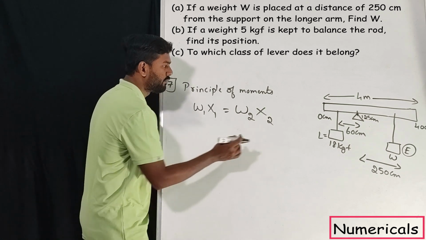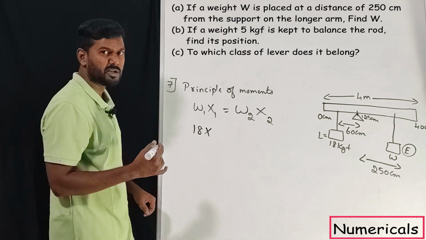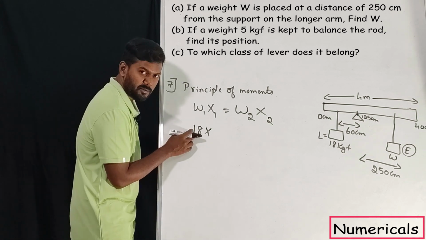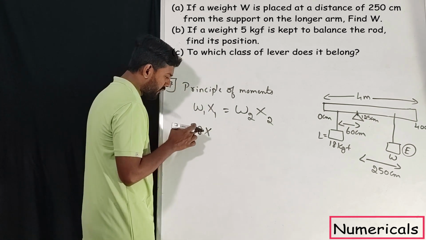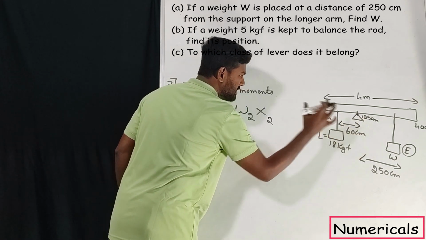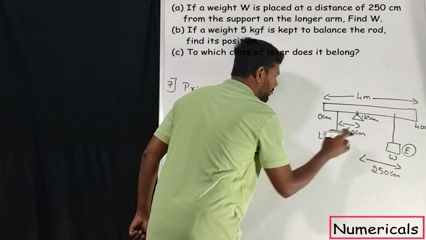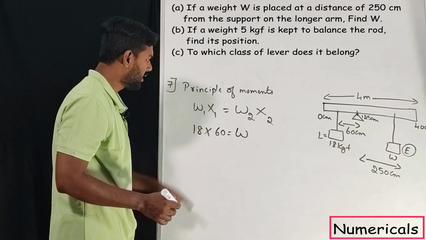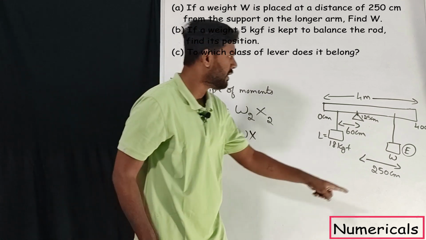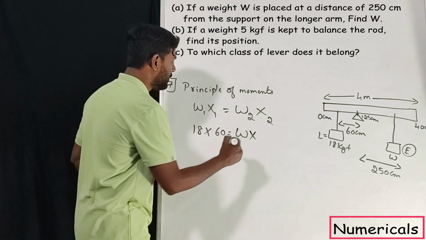Next W1 is nothing but load, that is nothing but 18 kgf into, don't worry about the units. Why? Because both the sides we have same units, so that will get cancelled. Now 18 x1 is nothing but from the 18 kgf load to the fulcrum support. What is the distance? It is given as 60 centimeter. Correct? 60. W2, we don't know the value of W. Correct? That is what we are going to find. W2 is nothing but W there. Then into x2. What is x2 value? From the W to the fulcrum. What is the distance? That is 250 centimeter.